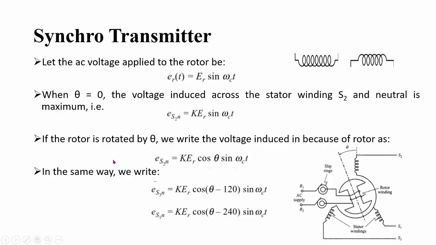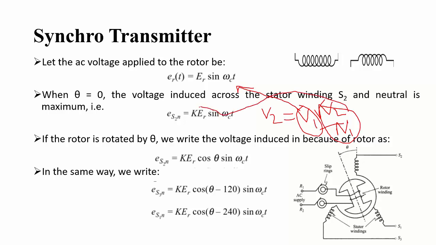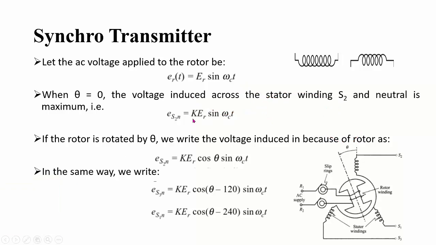So you have the relation V2, which was V1 times N2 by N1. So V1 is the same voltage that was fed to the primary, while N2 by N1 we call K. So N2 by N1 is taken as K here, and the voltage that exists at the secondary side is K times ER.